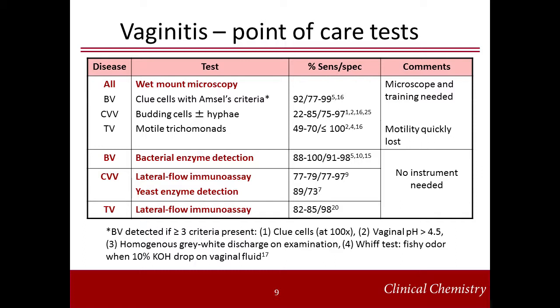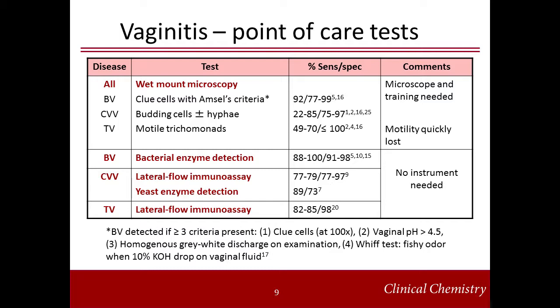On this slide, we have a table showing the various point-of-care tests available for the diagnosis of the 3 most common vaginitis causes. The first one on the list is wet mount microscopy of vaginal fluid. For this test, the vaginal fluid is mixed with a drop of saline and examined in a regular light microscope or a phase contrast microscope. The test can reveal clue cells, which suggests bacterial vaginosis, yeast cells, or motile trichomonas.